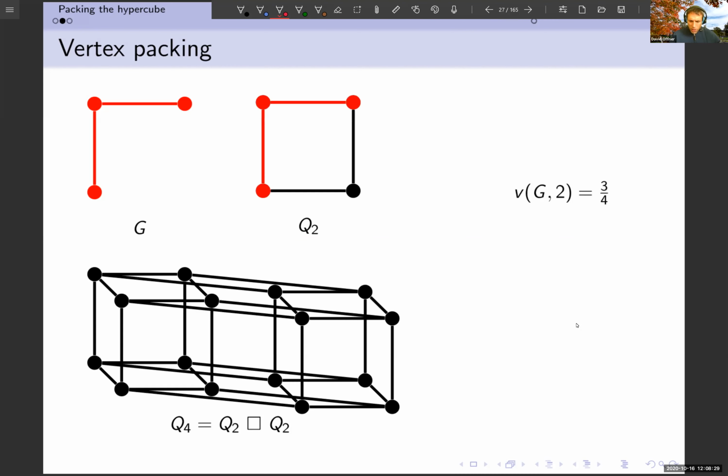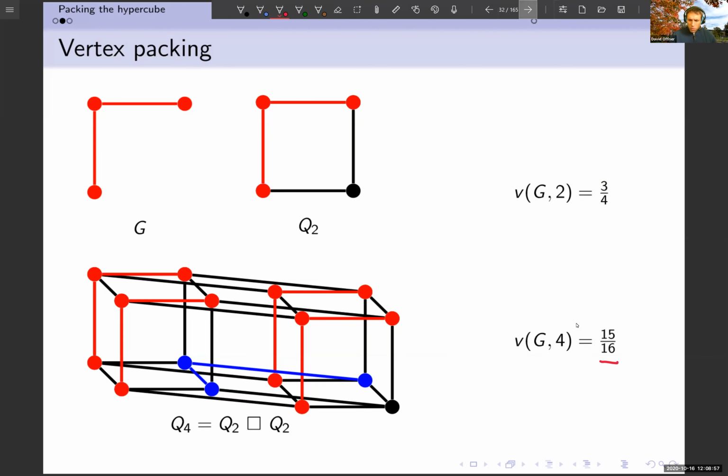Okay, so in Q2, clearly we can pack 1 copy in. We've used 3 out of 4 vertices. Okay, for Q4, I can take this G and I can pack 4 copies and then actually a 5th there, so I can cover 15 out of 16 vertices in Q4 with copies of this graph G.